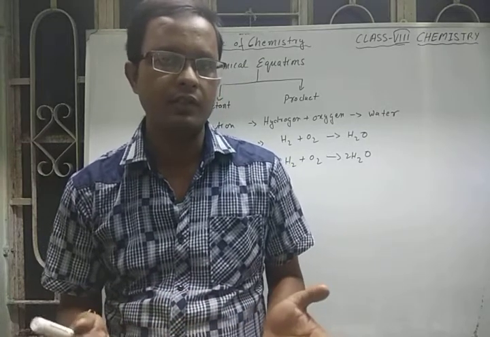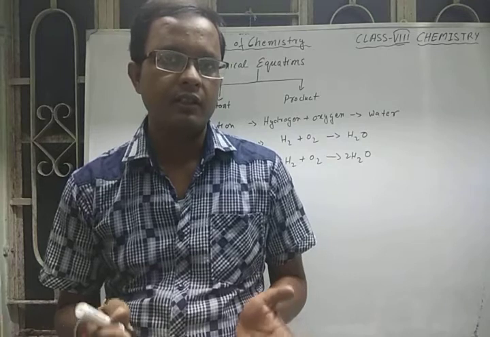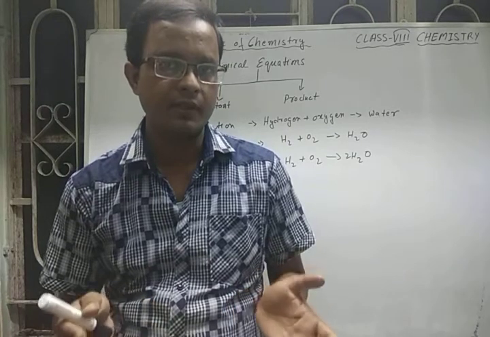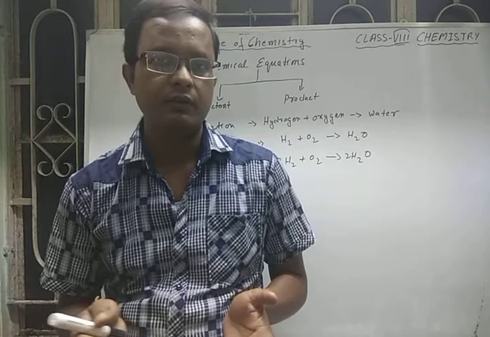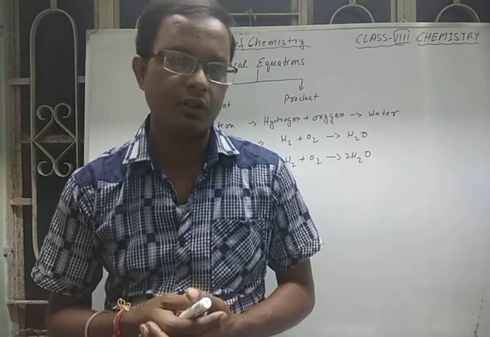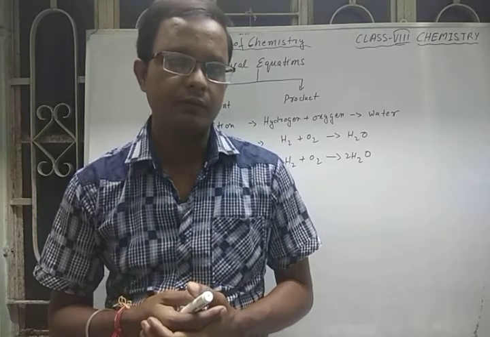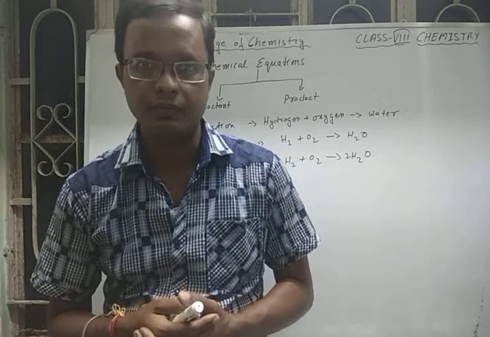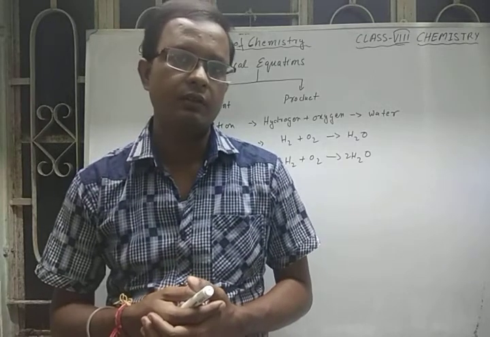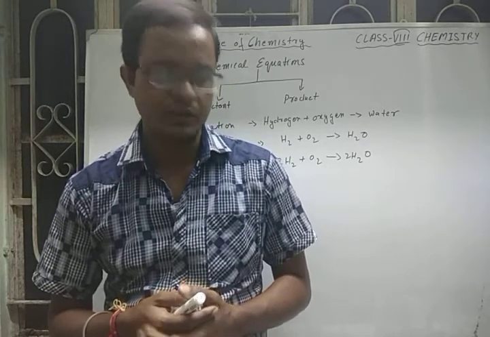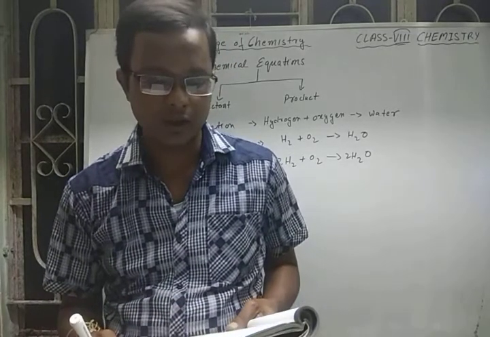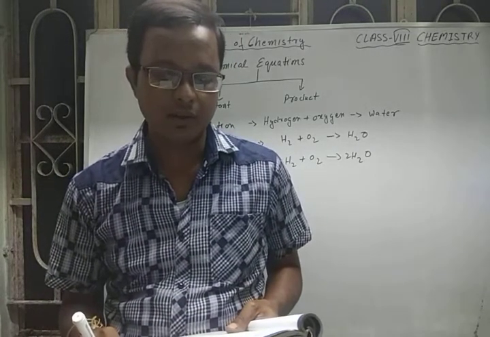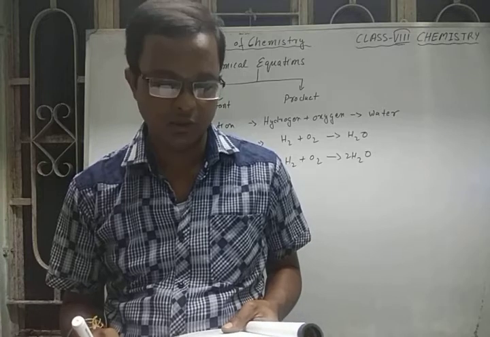So what is a chemical equation? It is a symbolic representation, using formulas, of the reaction between two or more reactants. It's called a chemical equation. So the definition you can get in your book: the representation of a chemical reaction by using formulas is known as a chemical equation.